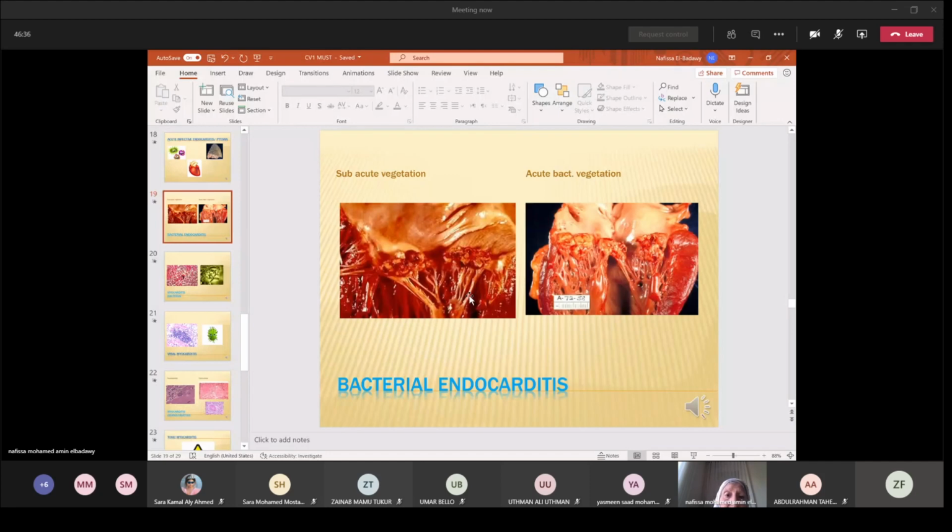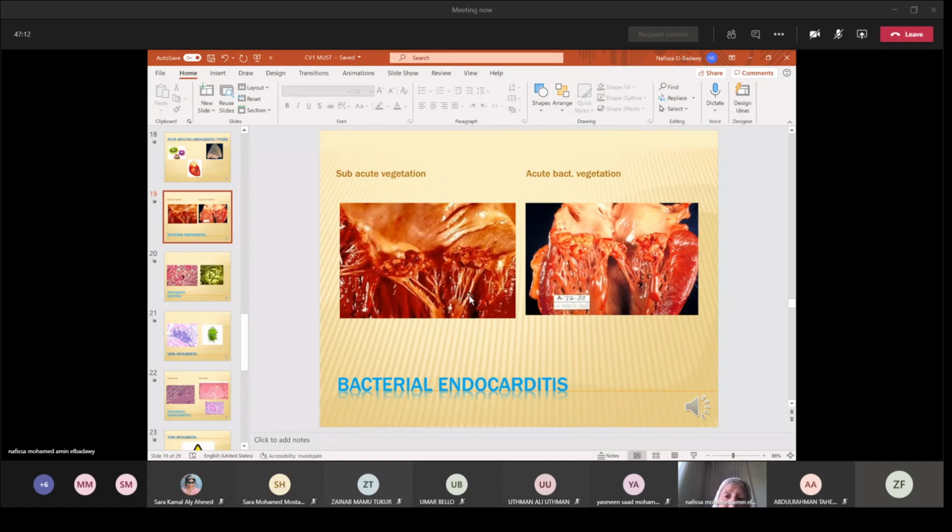Also, the subacute bacterial endocarditis does not occur on a normal valve. It needs a diseased valve. That's why it always follows rheumatic fever or occurs on a congenital anomaly. However, in the acute bacterial endocarditis, the infection occurs in normal valves. But the appearance of the vegetation is almost the same. The effects of the vegetations are different.